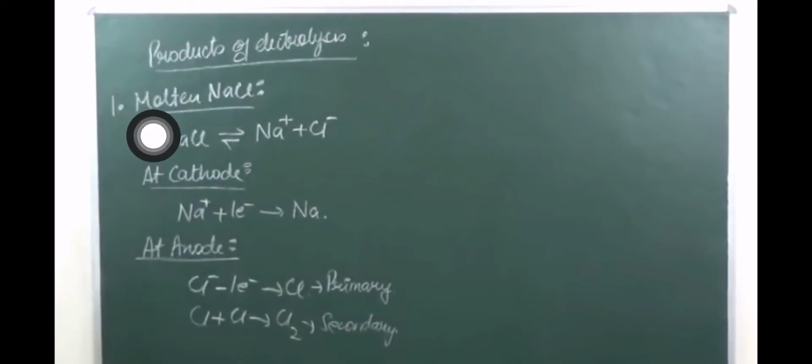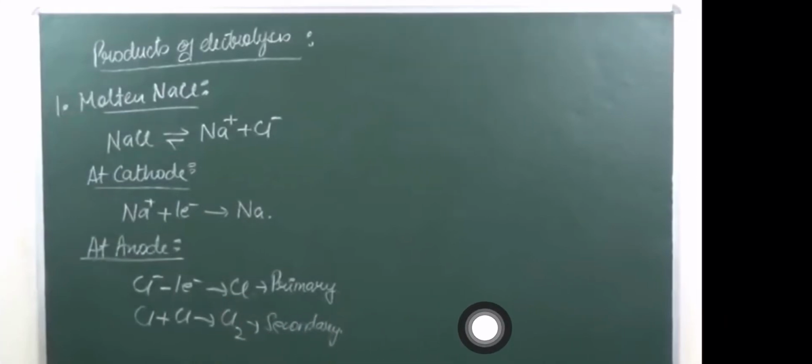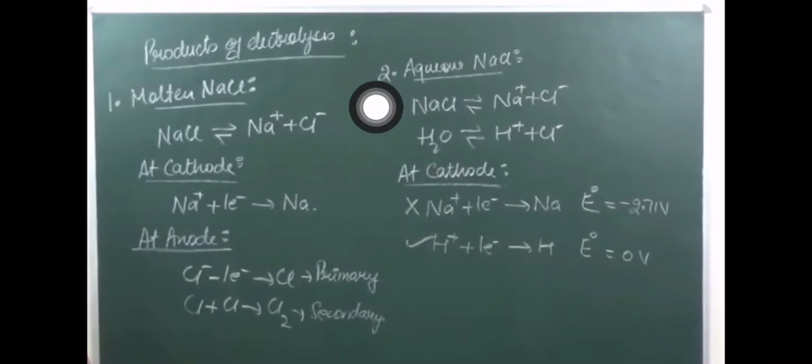So if we are taking molten NaCl, then at the cathode Na+ will receive an electron and form Na, and at the anode Cl- will lose one electron and become Cl, and these two Cl will combine with each other to form Cl2 gas. Okay, so this was when we were taking molten NaCl.